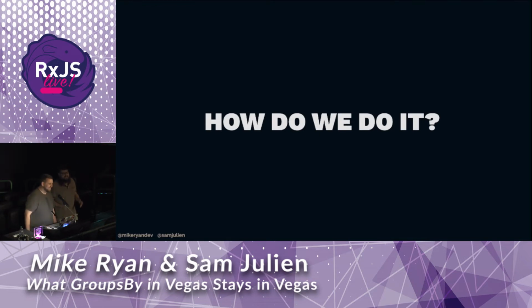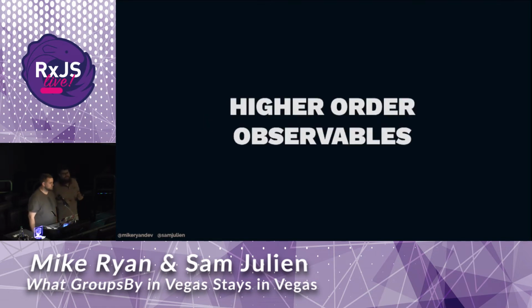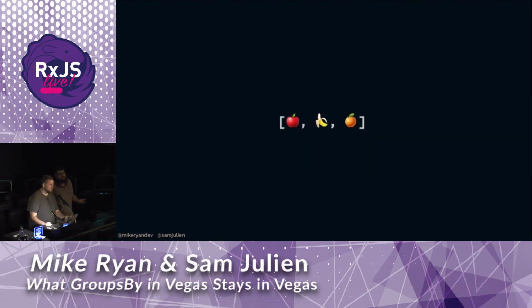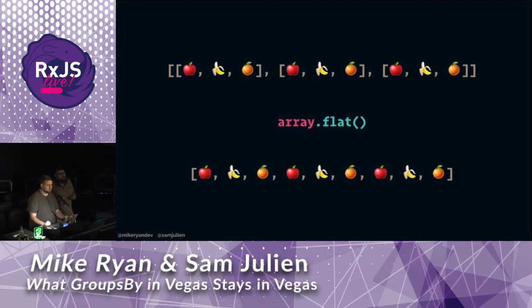All right. So in order to talk about how we do this in the code, let's take a quick step back and do a quick review of higher order observables, because that's a big, scary sounding phrase. So let's use arrays as an analogy. Let's say we have an array of fruit, and then we decide to have an array of arrays of fruit. So we have 3 arrays of fruit that are all nested inside another array. I could call the flat method on the array prototype and smush down all of these arrays and end up with one single array. And I'm using smush to shout out to Ben.